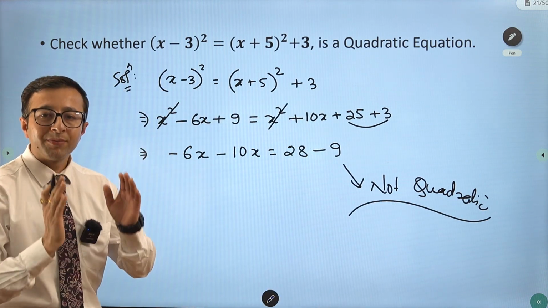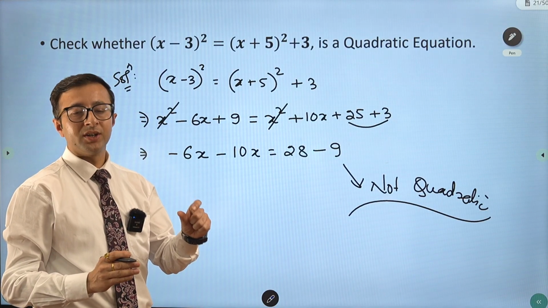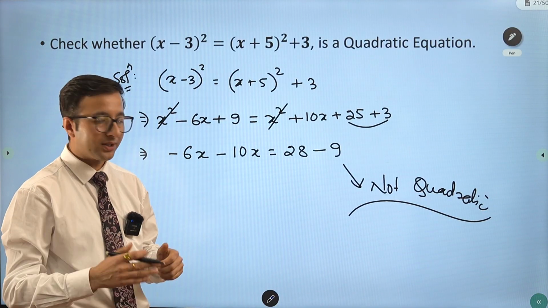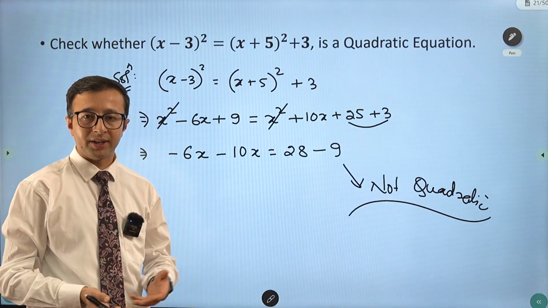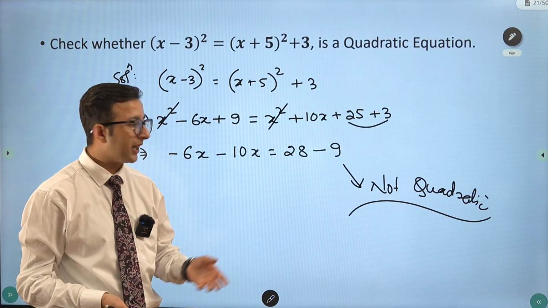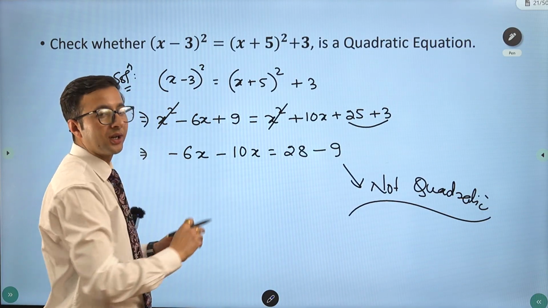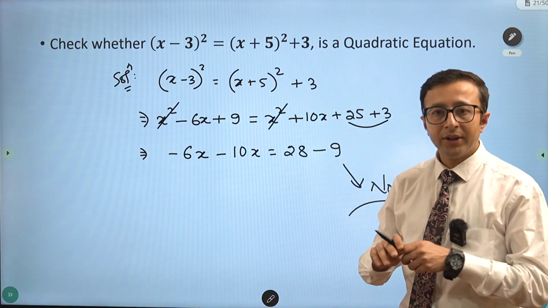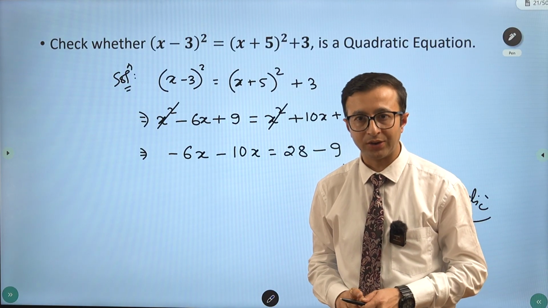It means that after simplification, if a degree 2 term of the variable exists, then we can say that it is a quadratic equation. That means after simplifying, if any variable with degree 2 is seen, it is counted as a quadratic equation. Here, the highest power of x is 1, so it is linear. That means the solution of this question is: this equation is not a quadratic equation. So whenever you get such type of problems, first simplify it, then only give the conclusion.